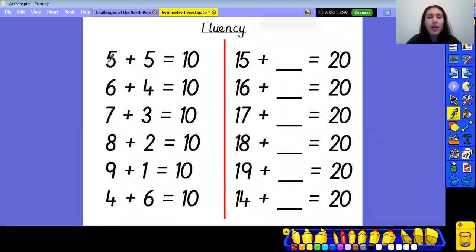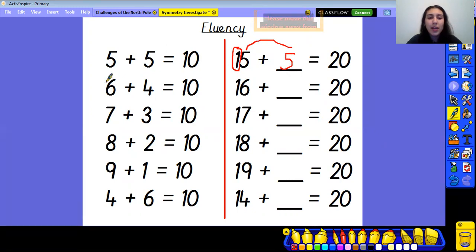So if I know that 5 plus 5 equals 10, then 15 plus what equals 20? Well, I know that 20 has got 2 10s. I've already got 1 10 here, so the number that I need must bond with my 5 ones to make my second full 10. So I know that 5 plus 5 makes 10, so that means that I'm missing 5.